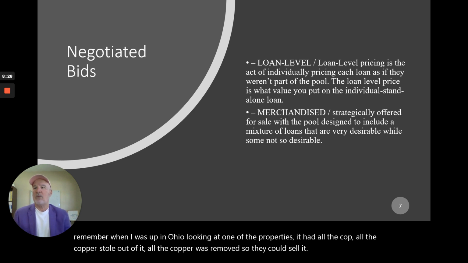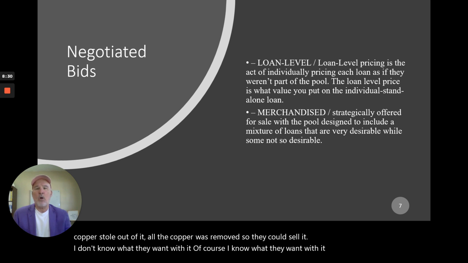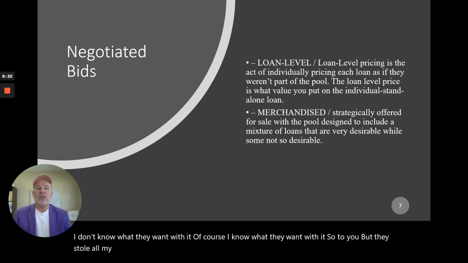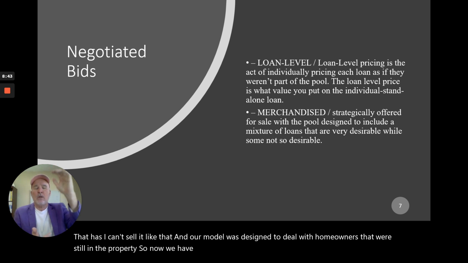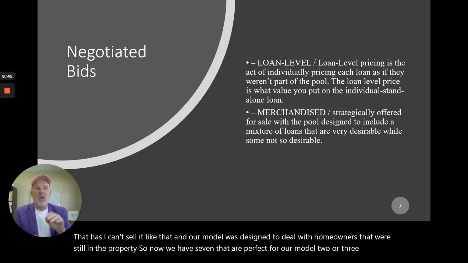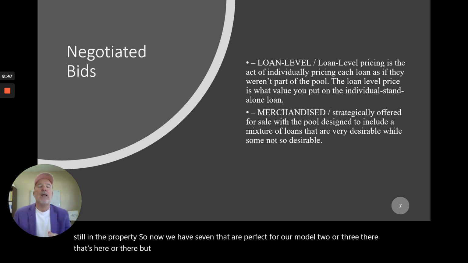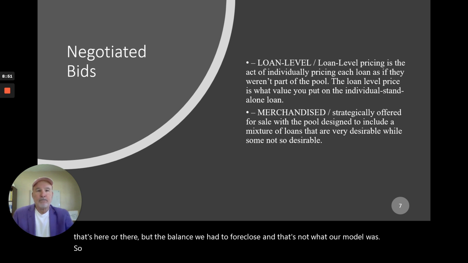I don't know what they want with it. Of course, I know what they want with it. So do you. But they stole all my copper, and now I have a house I can't sell like that. And our model was designed to deal with homeowners that were still in the property. So now we have 7 that are perfect for our model, 2 or 3 that's here or there, but the balance we had to foreclose, and that's not what our model was. So it was a problem.